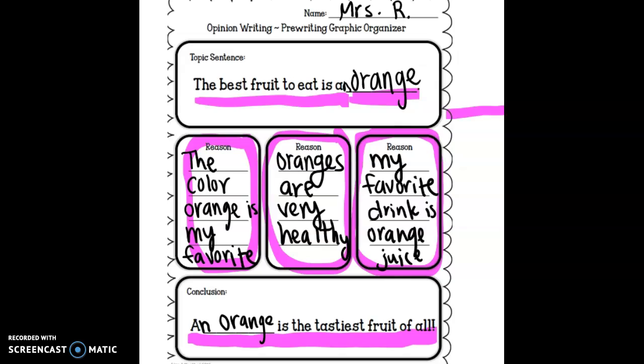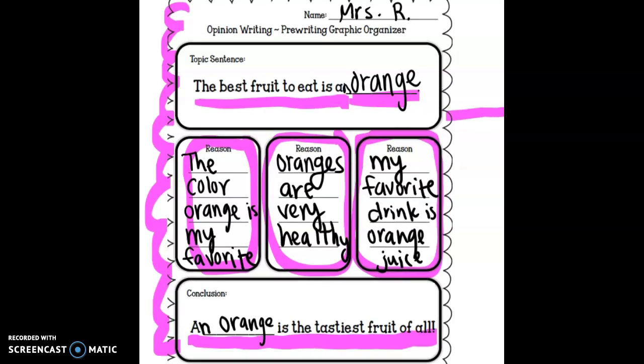I'm excited to see what fruits are your favorite, and I'm excited to see your graphic organizer in your writing packet when you return it. Awesome job, and we'll come back tomorrow for another circle map.